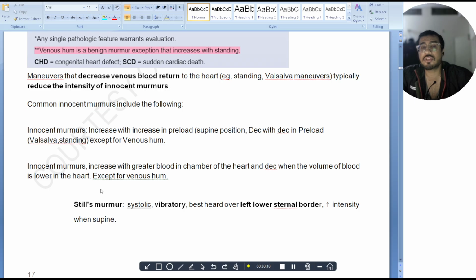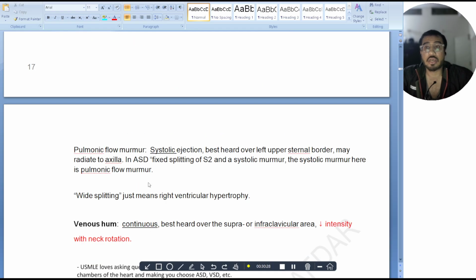The venous hum is one of those murmurs that decreases when there is an increase in blood volume in the chamber. All of them are systolic in nature, and now the locations. Pulmonic flow murmur, as the name states, is heard at the pulmonic area. As I explained earlier, it happens when there's hyperdynamic circulation. Venous hum is continuous, best heard over the supraclavicular or infraclavicular area, and its intensity decreases with neck rotation. That is one of the high-yield points you have here.